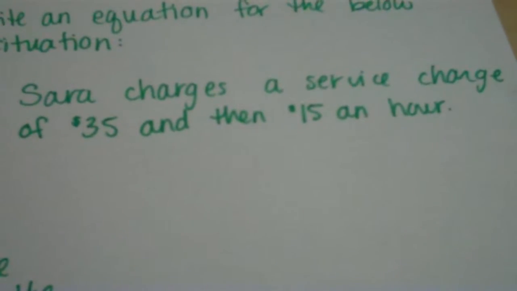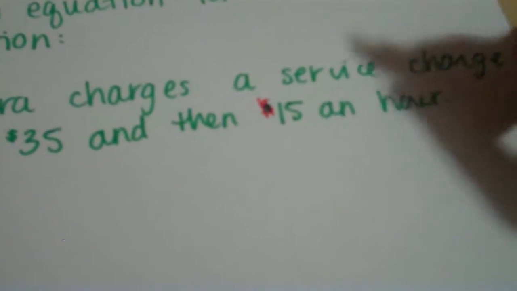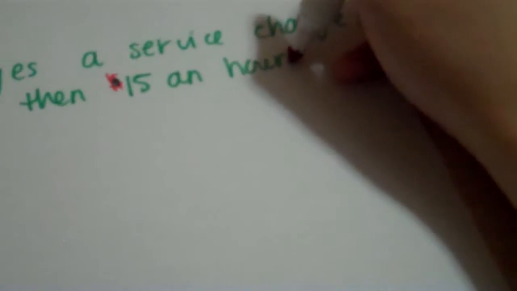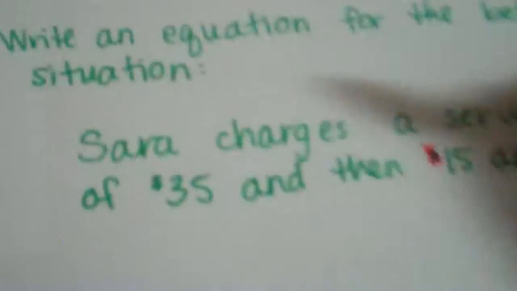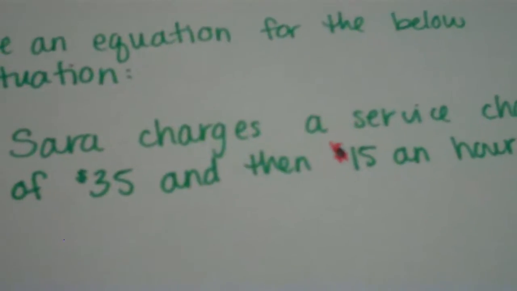Sarah charges a service charge of $35 and then $15 an hour. You can't read that; that's a money sign there. $15 an hour. If there's a period, you just can't see it. Okay? So the first thing we have to do is write the equation. With a lot of you guys, you don't know where to start, like what letter. If it doesn't give you letters to use, I would almost always start with y equals.